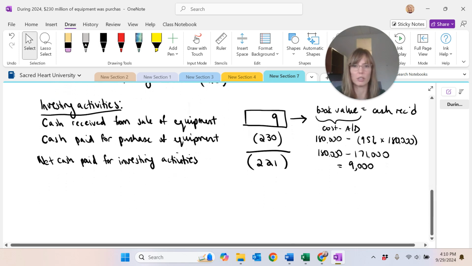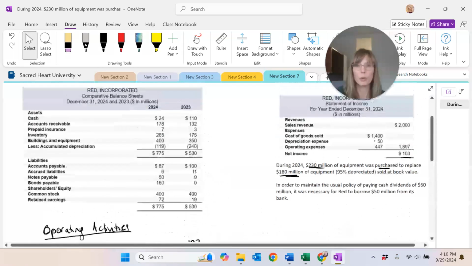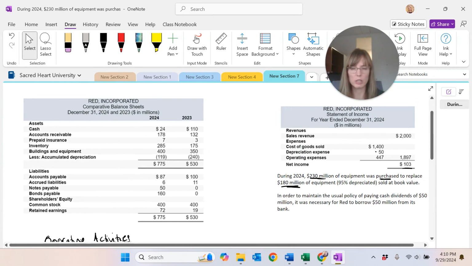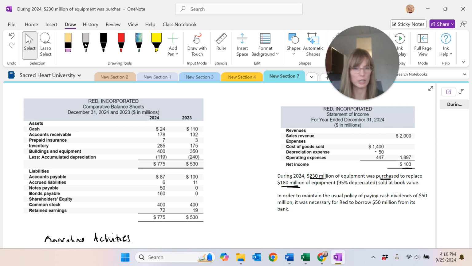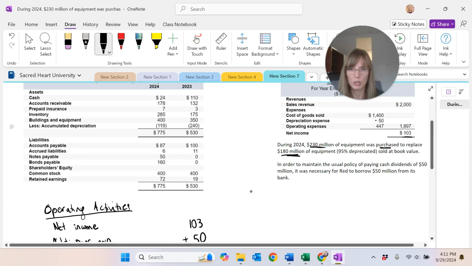And now let's go to the financing section. We want to look for any cash from borrowings, cash for issuance of common stock, purchases of treasury stock, and dividends. So what information do we have here? I see that notes payable increased from 0 to 50. So this increase in notes payable, this is a borrowing, so this would be a financing activity. I see bonds payable went up 160. This would also be a financing activity.